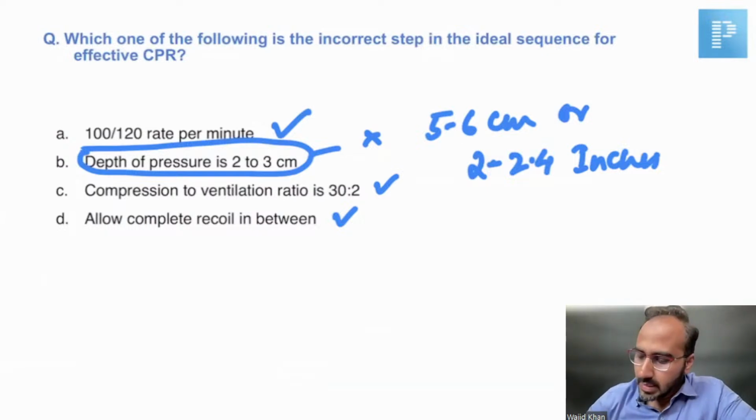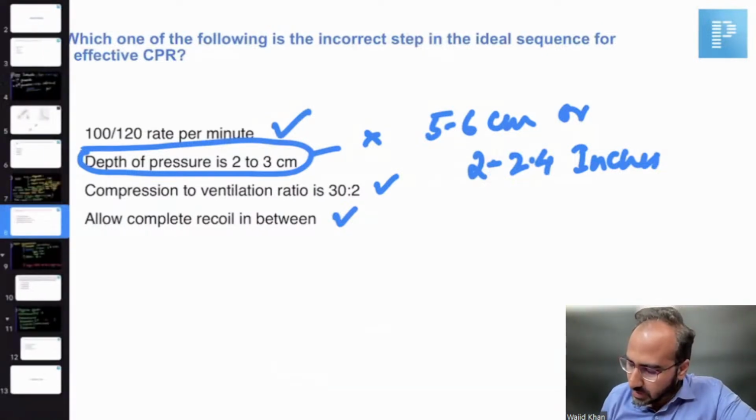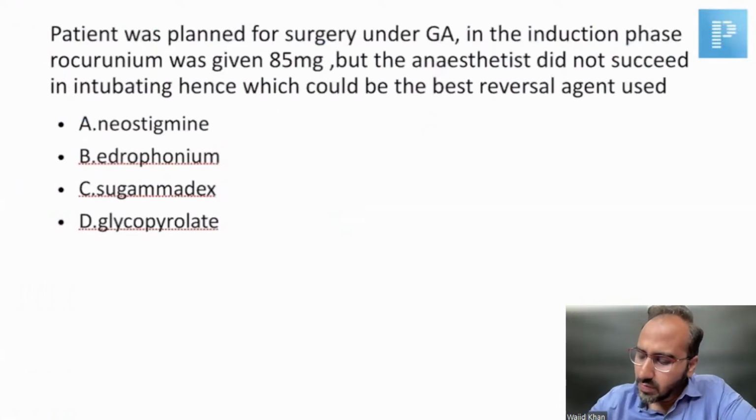Okay, guys. Coming to the next question. I think this question was like this, but more or less it was a similar question. Patient was planned for surgery under general anesthesia. In the induction phase, rocuronium was given. But the anesthetist did not succeed in intubating. Hence, which could be the best reversal agent used? Basically, a patient was planned for some surgery and you gave rocuronium as a muscle relaxant for intubation, but you did not succeed in intubation. Now, which could be the next reversal agent?